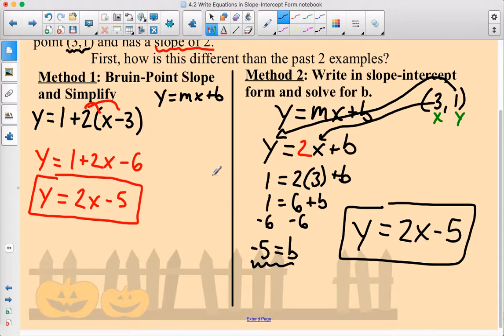Method 1 is take point-slope form and simplify. Method 2 is to write it out as y equals mx plus b, substitute in your slope, and then solve for your y-intercept. Okay?